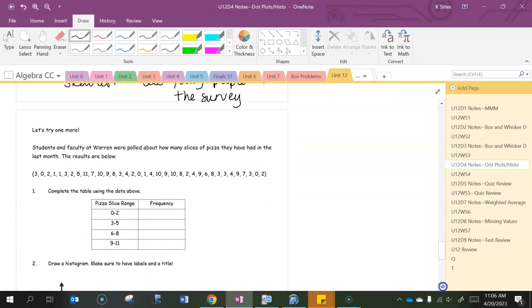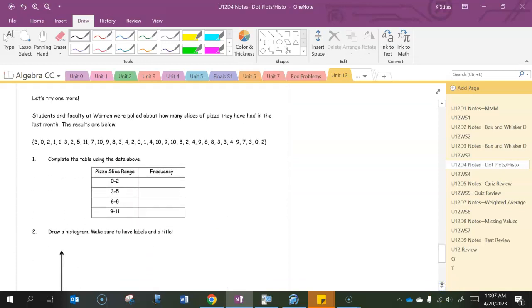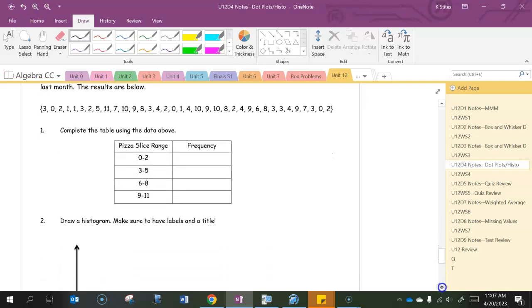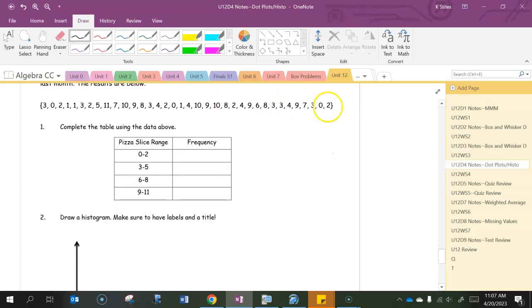All right, we're going to do one more. Students and faculty at Warren were polled about how many slices of pizza they had in the last month. The results are below. Okay, so complete the table using the data. Your pizza slice range has already been put there for you. What we're going to do is take the data and figure out what the frequency is for each. So what I'm going to do is just a tally mark for each of these.